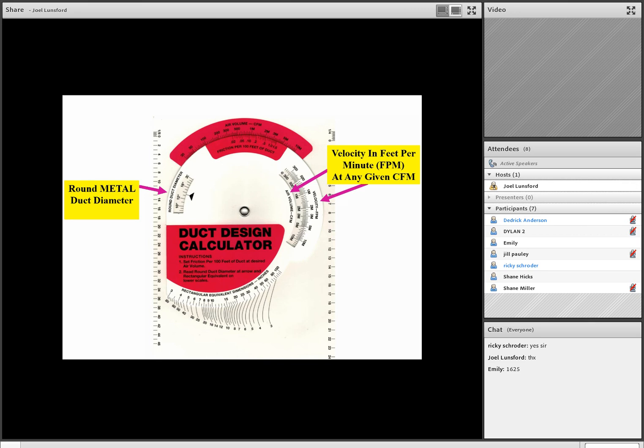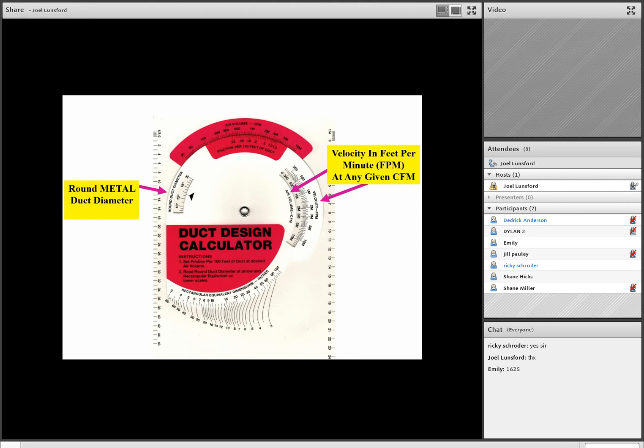So those two components on the duct calculator are very, very important, team, especially when we're designing a duct system based on Manual D recommendations, because Manual D will always recommend a particular velocity in a particular duct section based on the application of that section, whether it's a main trunk, a takeoff, a register or a boot and so on. So at any given velocity in feet per minute and air volume in CFM, if we line those up on the duct calculator, it will give us a round metal duct size.